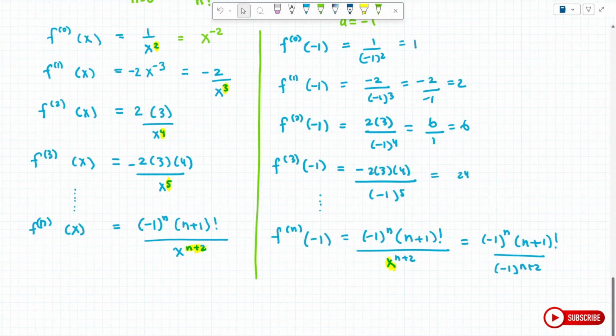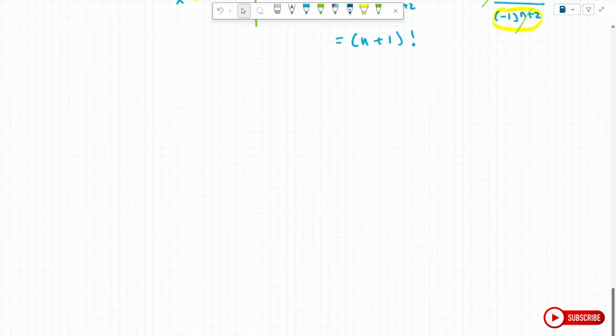Well, let's think about it. So we have our -1 to the n on the top, and then we have -1 to the n+2 on the bottom. So essentially what's going to happen is those two values are going to cancel out. And then what we're going to be left with over here is simply (n+1) factorial. So now we've derived exactly what our nth derivative at -1 is going to be, evaluated for every n value. And that's amazing. Now we can plug this in directly to our Taylor series formula. And that's what we're going to do next.